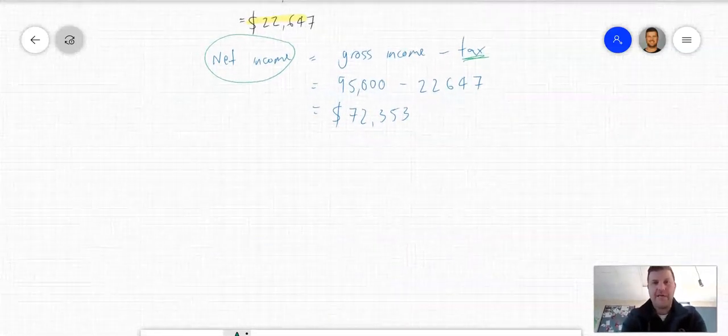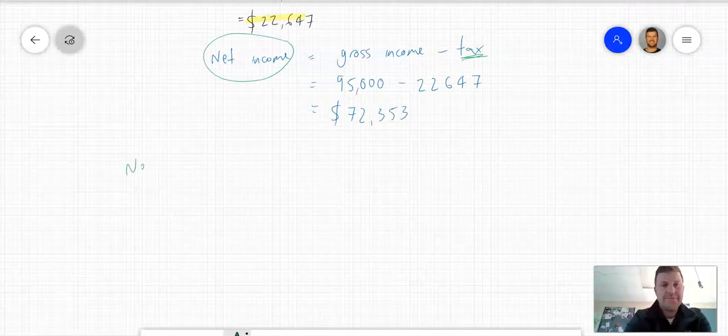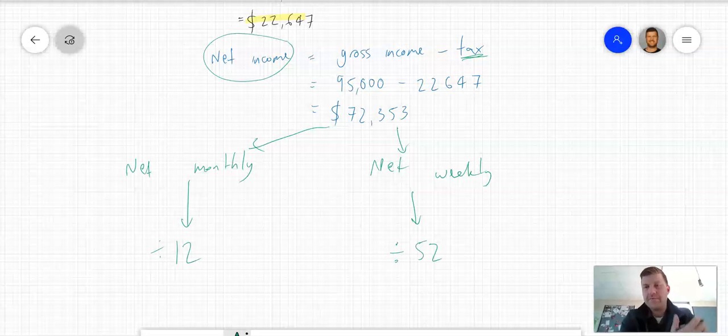It might even say, look, now you've worked out the net annual income, what's the net monthly income? For this one, you would obviously divide by 12 months in a year. If it was the net weekly income, again, take the net annual amount and divide that by how many weeks in a year? 52. If it's fortnightly, 26.